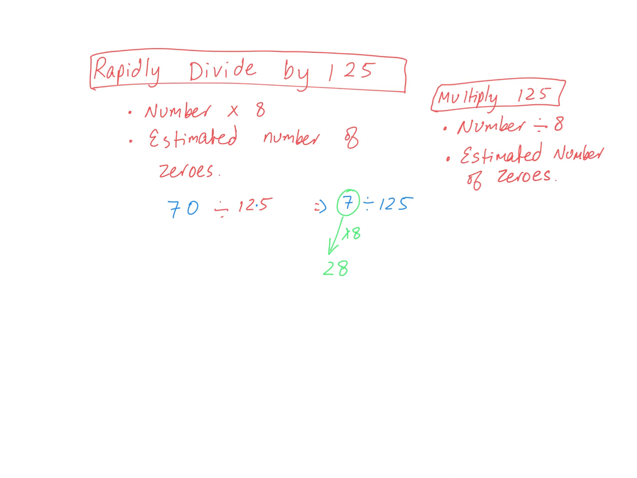Now because there is a 70, we'll add a 0. Sorry, 7 times 8 is 56. So 70 divided by 12.5. So if you were going through the table of 12.5, if you'd like, you'll get 70 and 12.5.